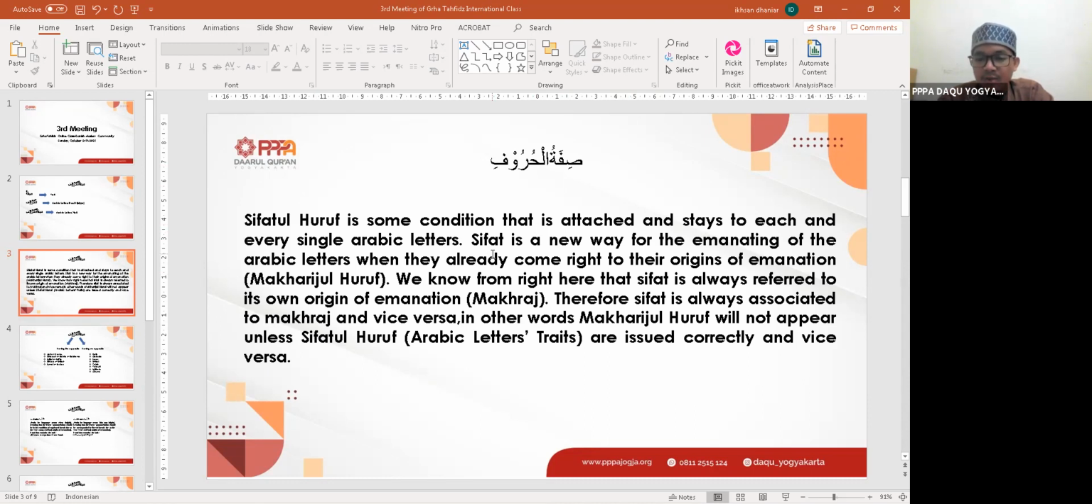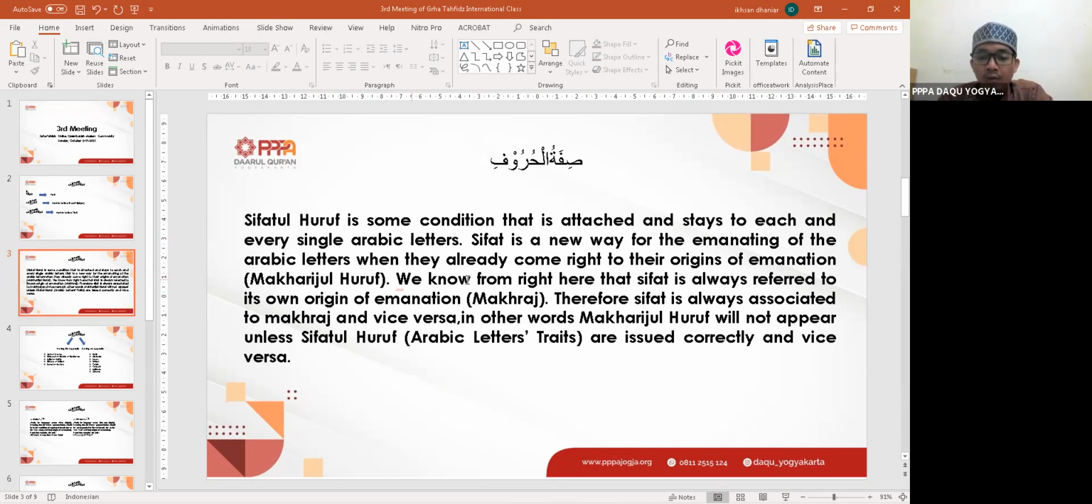Sifat, a single word of sifat, is a new way for the emanating of the Arabic letters when they already come right to their origins of emanation, or the Arabic word for it is makharij al-huruf. Sifat is a new way for the emanating of the Arabic letters when they already come right to their origins of emanation, or makharij al-huruf.